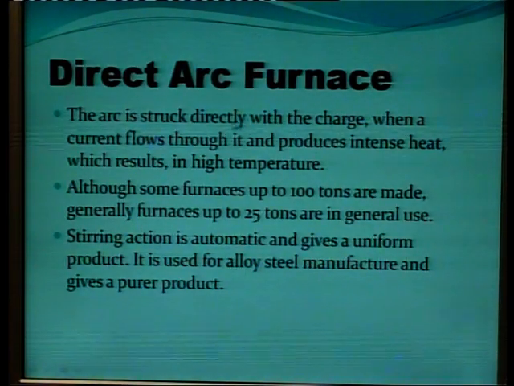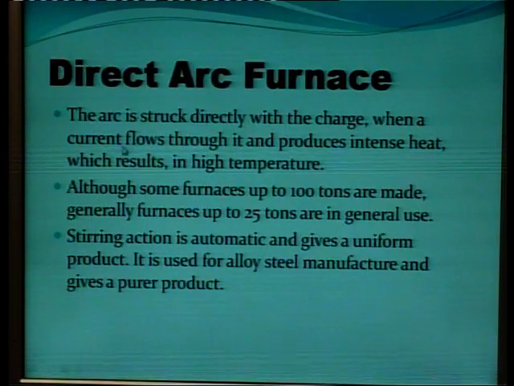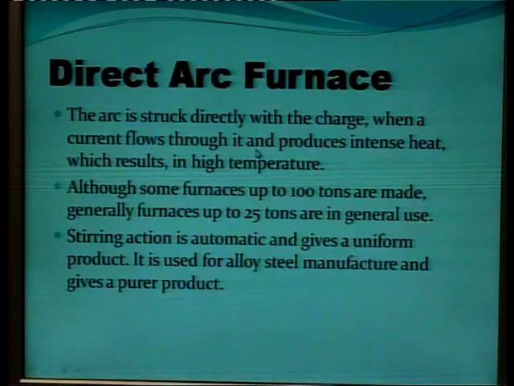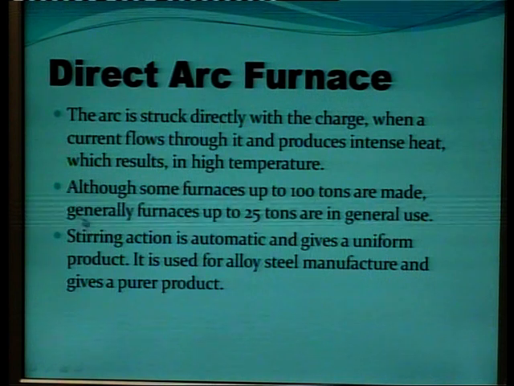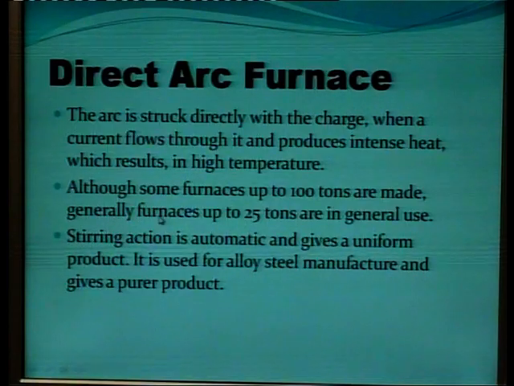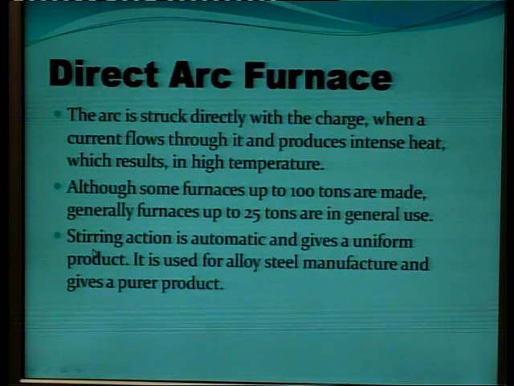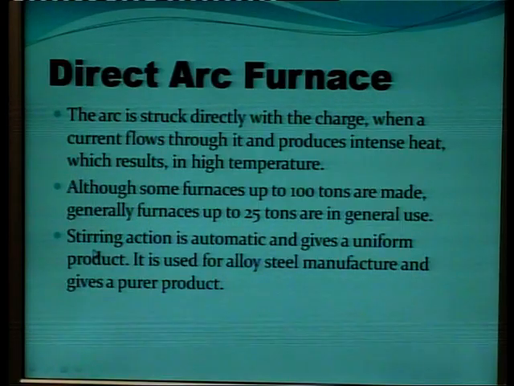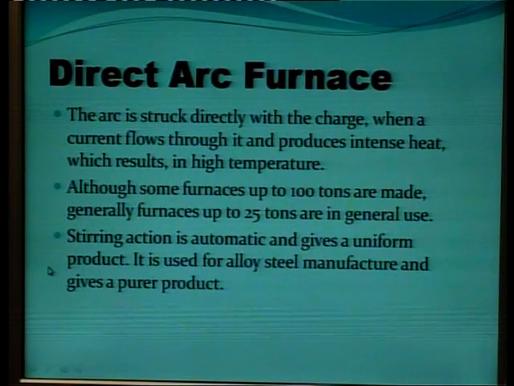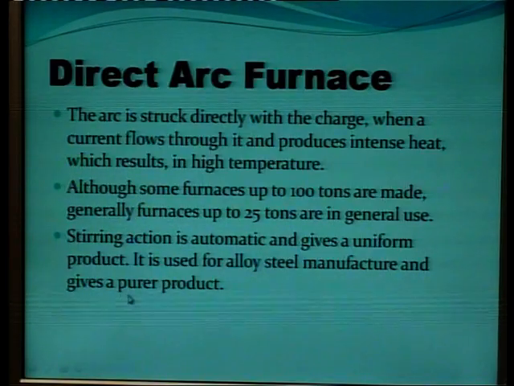Now, the arc is struck directly with the charge when a current flows through it and produces intense heat, which results in high temperature. Now, although some furnaces up to 100 tons are made, generally furnaces up to 25 tons are in general use. Since the current is moving through the charge, the steering action is automatic and gives a uniform product. So it is used for alloy steel manufacturing and gives a purer product.